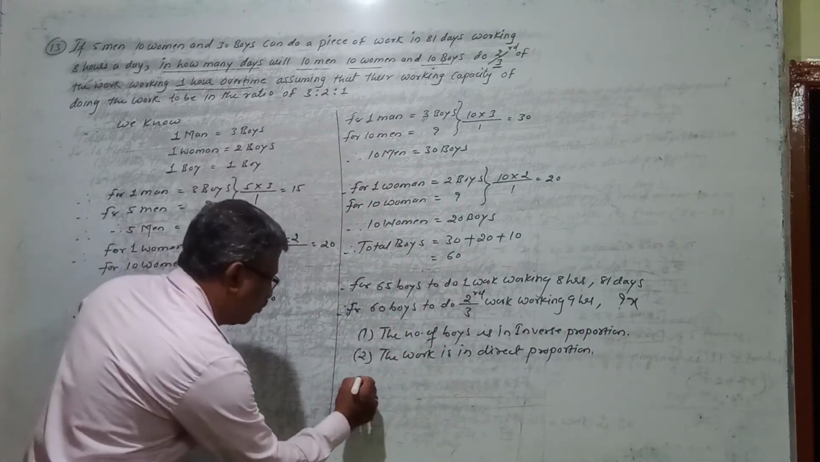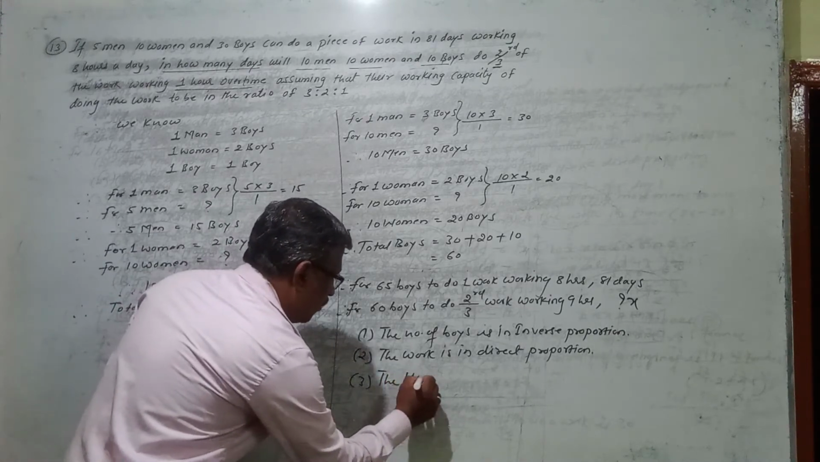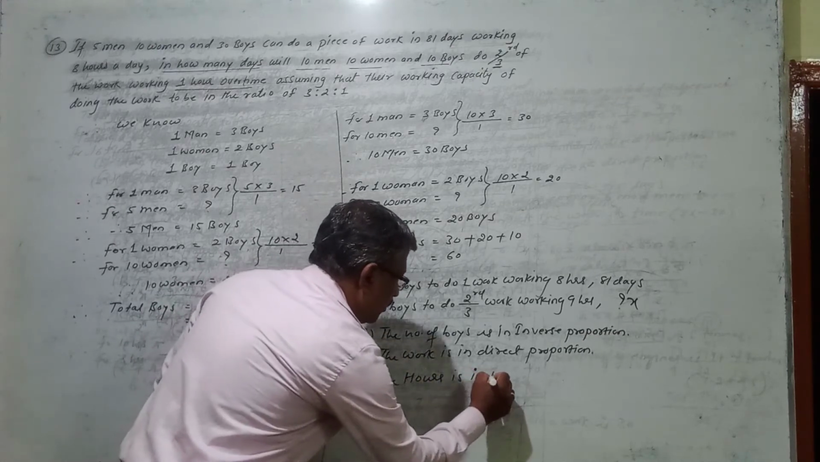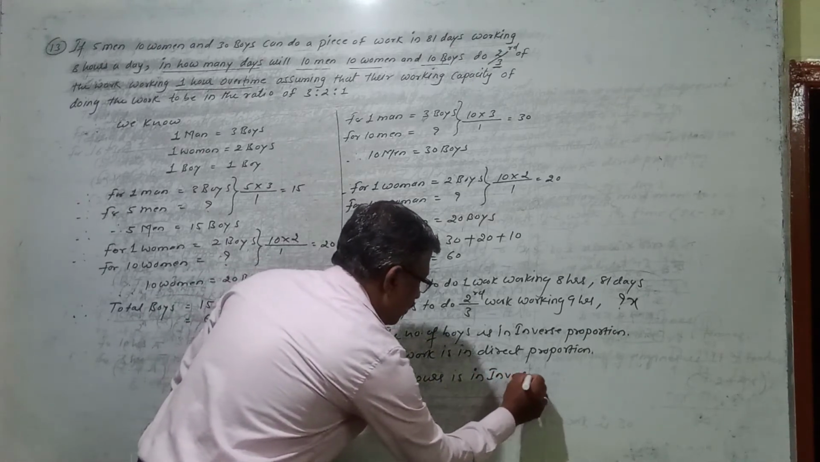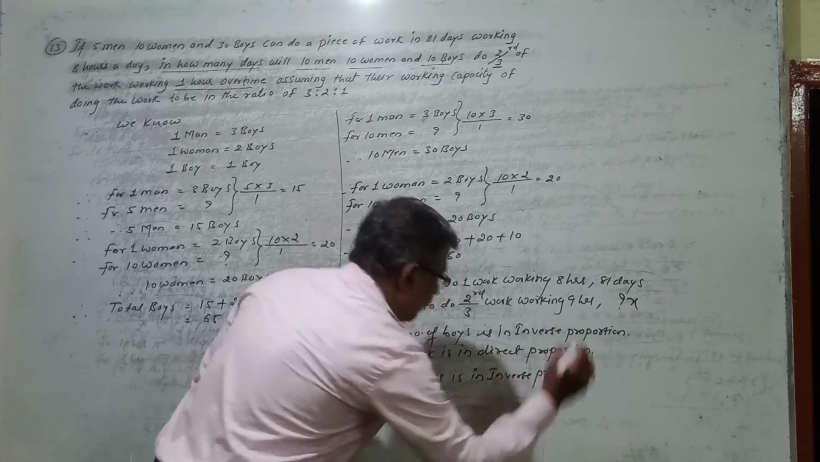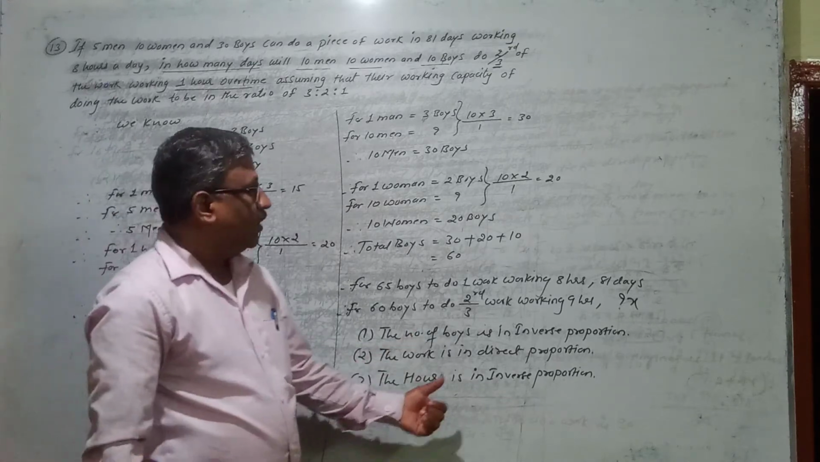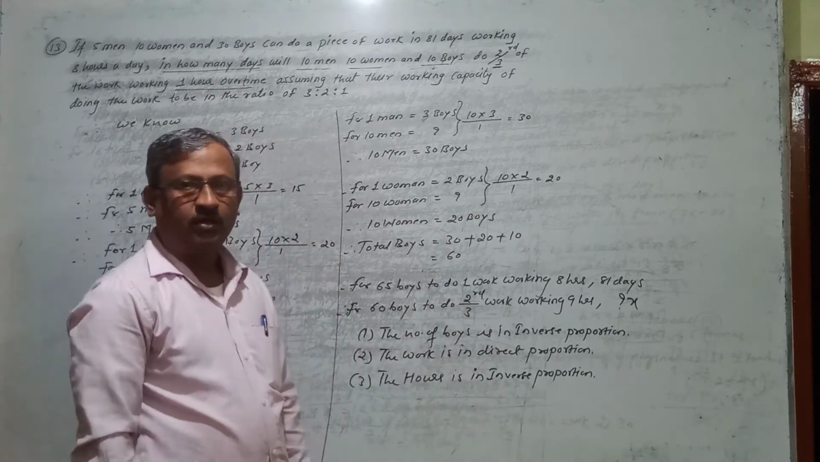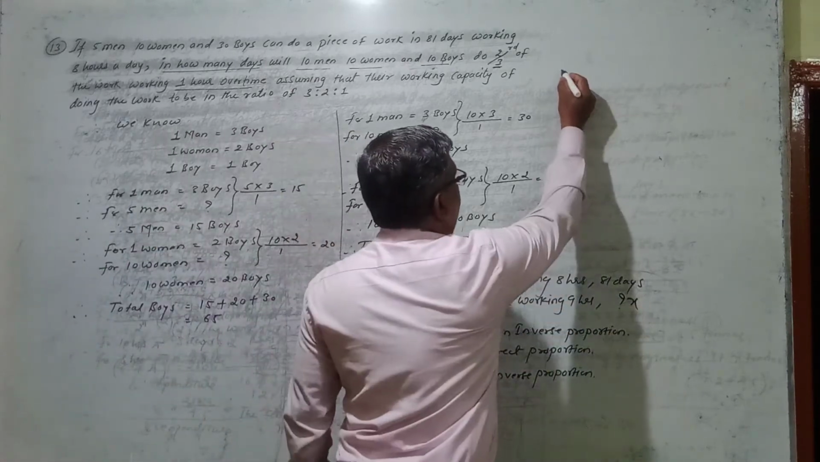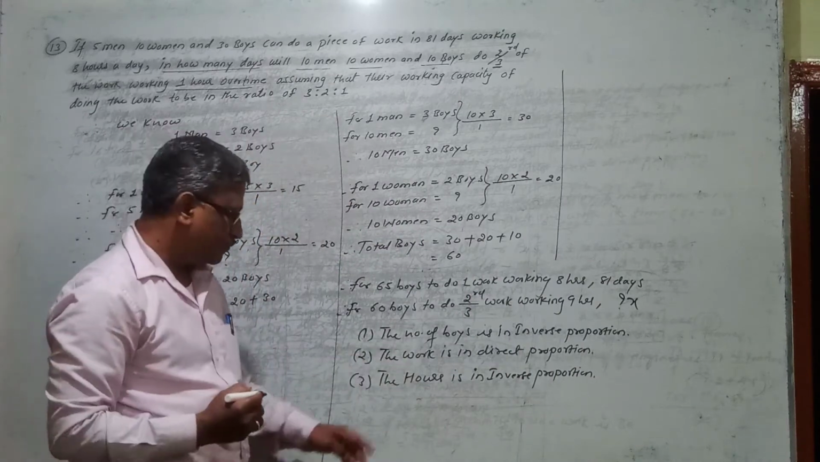So here you put number 3 and write the hours is in inverse proportion. Yeah. So like this, now you have to put the proportion. So let's put the proportion here, right?